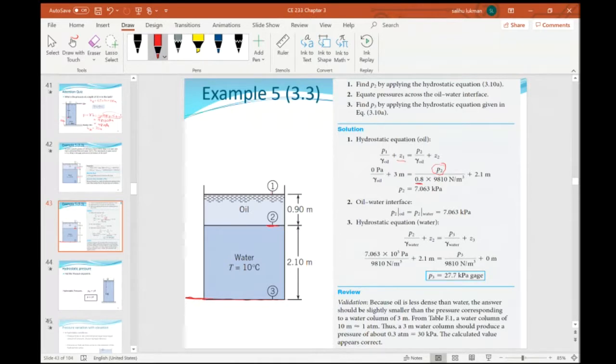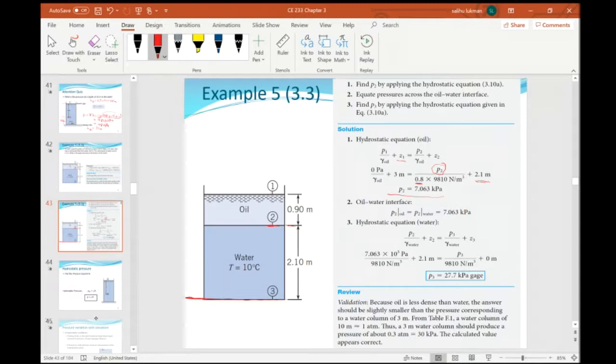Times g, although here it is provided in kilonewton, 0.8 times g, plus Z, where Z is 2.1. So P2 is given as 7 kilopascal.